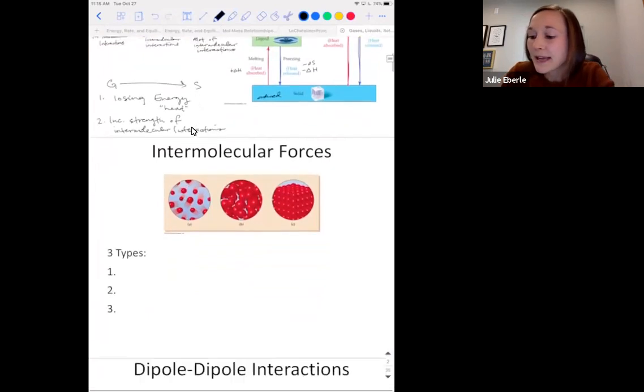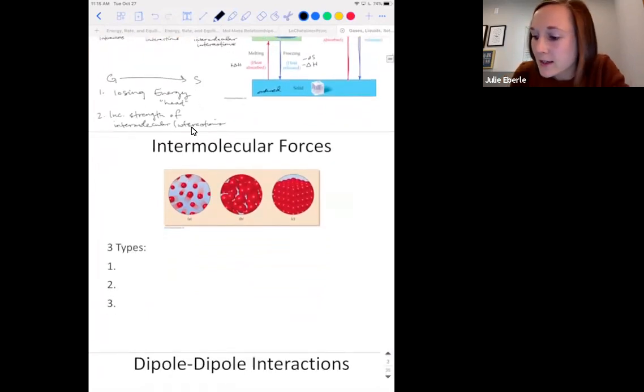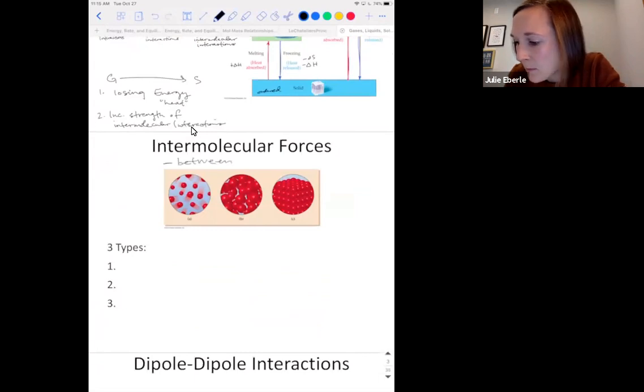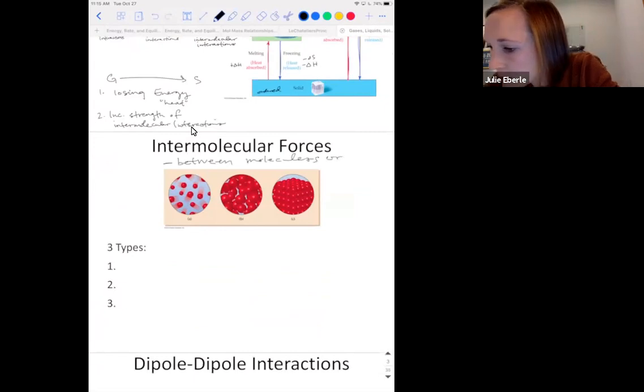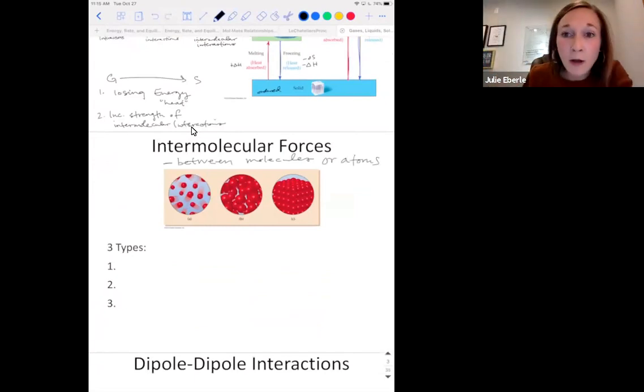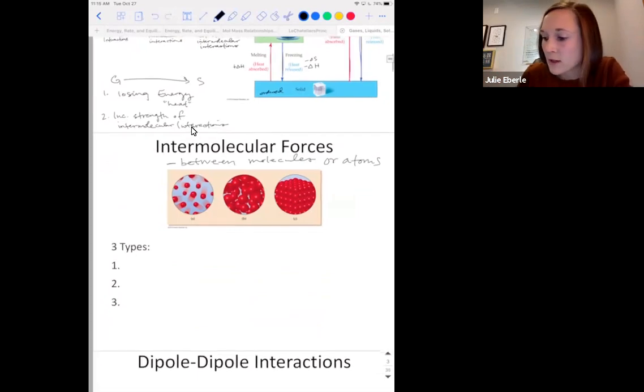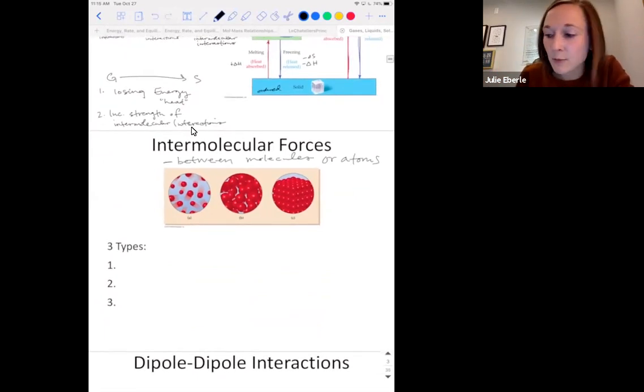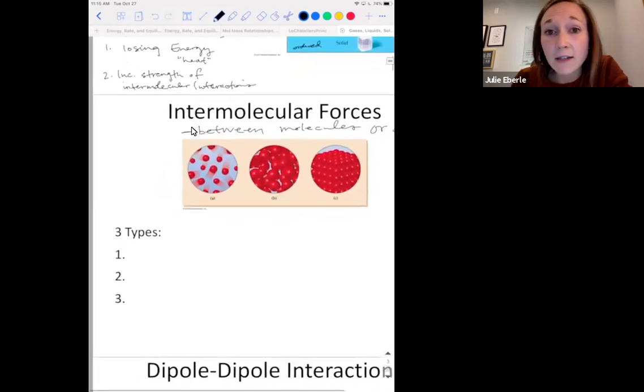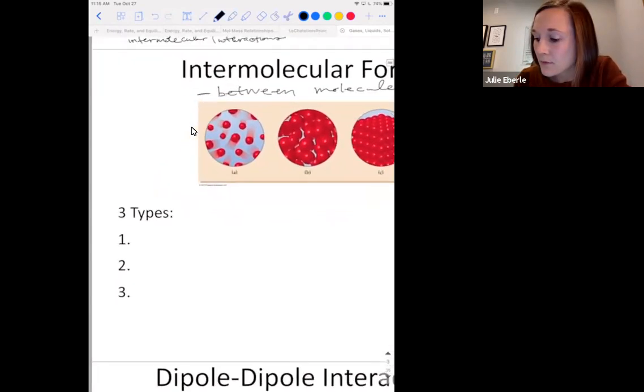Okay, so speaking of intermolecular forces, again, these are forces that occur between molecules or atoms. I put two S's on that, by the way. Between, not within a molecule, but between two neighboring molecules. There are different types of intermolecular forces, and we're going to define three of them and compare them to one another to see how they affect substances: gases, liquids, and solids.